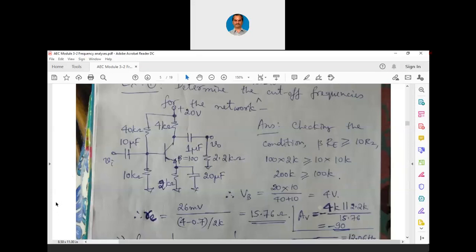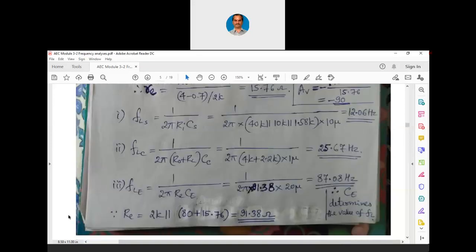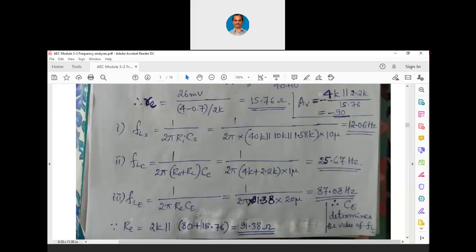Now, if we don't want this emitter capacitance to be dominant, then we'll have to change its value by again working out all these formulae. So finally, we come to a conclusion. This RE calculation I am showing you, 2K in parallel with, that is R1 parallel with R2 divided by beta, that is in parallel with all that. So capital RE, we get 91.38 ohms, that is what is substituted here. So here CE determines the value of FL, that means the emitter capacitance determines the value of FL.